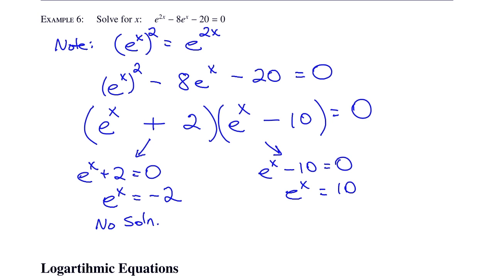On the right side, e to the x is equal to 10. If you take the natural log of both sides, you get x is equal to natural log of 10. So our only solution here is the natural log of 10.